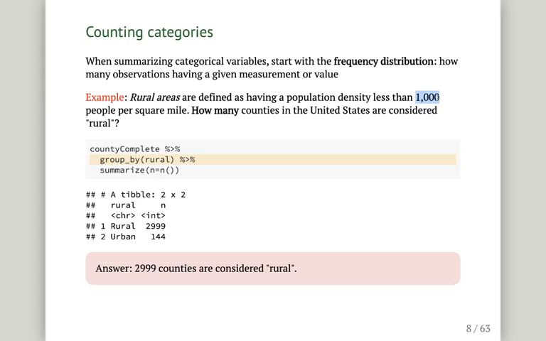If we want to know how many counties in the U.S. are considered rural, what we're actually looking for is the frequency distribution, the distribution of the counts in the data set. So here's what I can do. I can take that county complete data set. I can use a group by function to split it up or group it based on whether the county is classified as rural or urban, and then create a summary. So here's my summary information. That tells me that the vast majority of counties in this data set are in fact rural counties.